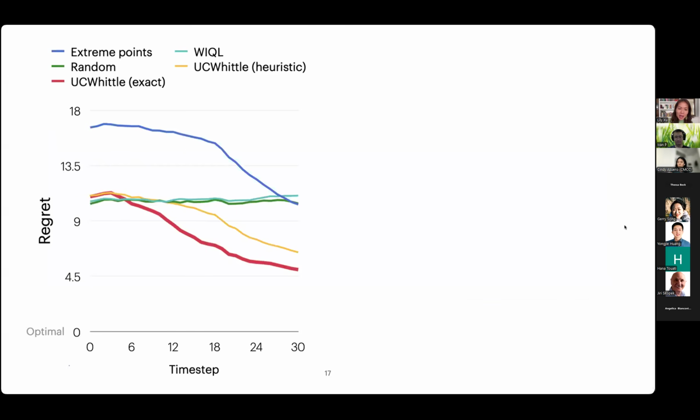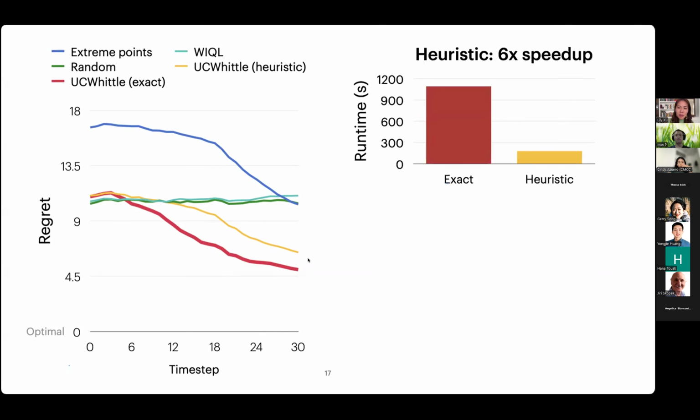Okay. We also have results evaluating the empirical performance of our approach. So our algorithm is shown in red, and again, the regret lower is better. So we compare against these various baselines. And then in yellow is a heuristic approach that uses a relaxation of the problem, but is able to achieve about a six-fold speed up compared to this more exact approach. So we show that we can achieve much better computational efficiency gains with relatively low trade-off in performance.